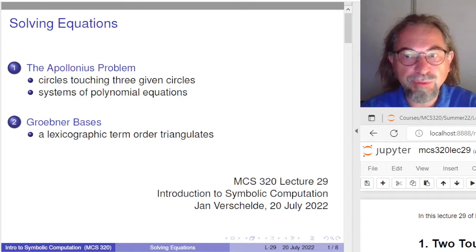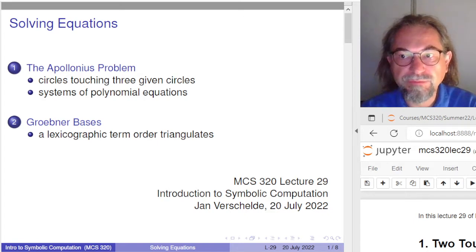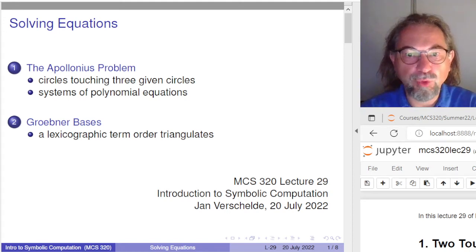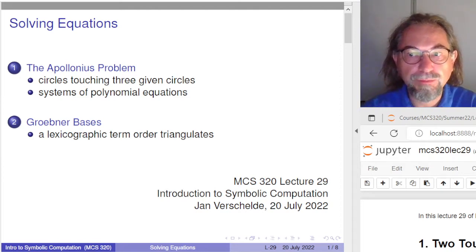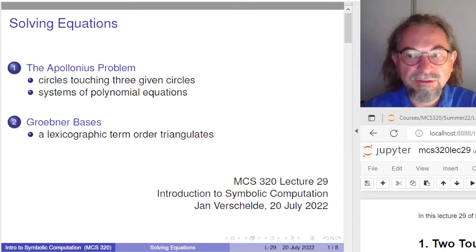So the Apollonius problem is a geometric problem, and I will use this problem to motivate the formulation of a system of polynomial equations. The tool in symbolic computation to solve a system of polynomial equations is a Gröbner basis, and we spent quite some time defining what is a lexicographical term order. Well, the benefit of this lexicographical term order is that it leads to a triangular form of a polynomial system.